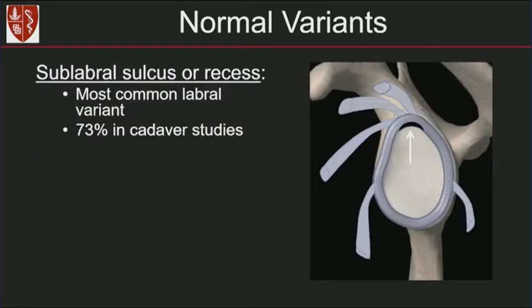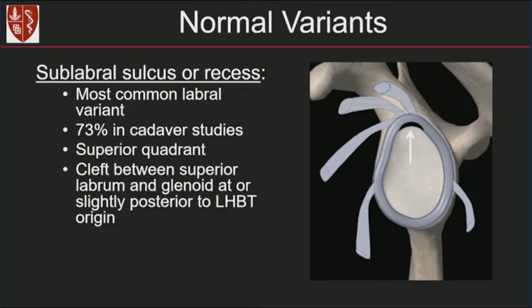The most common variant that you'll encounter is a sublabral sulcus or a recess. It's been found in about 73% of cadaver studies. It represents a cleft between the superior labrum and the glenoid at or slightly posterior to the long head biceps origin. Remember, this normal variant should be thin, linear, and smooth.